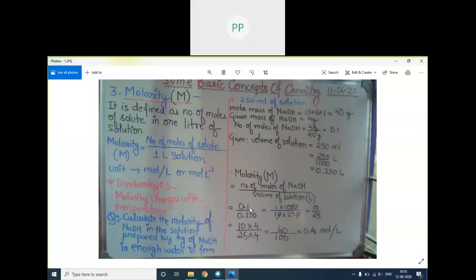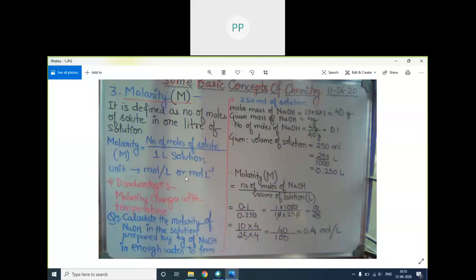How we have done this calculation? 0.1 means 1 by 10. 0.250 means 250 divided by 1000. So 1000 will go out. If we cancel the zeros, it will come 10 by 25. To solve it more easily, I have multiplied denominator and numerator with 4. So down it will come 100, 25 into 4, and in the numerator it will come 10 into 4, 40. Now you can easily put the decimal, 0.4 mole per liter. So this is all about molarity.